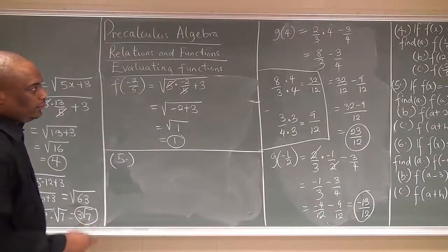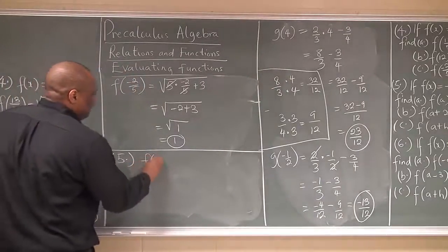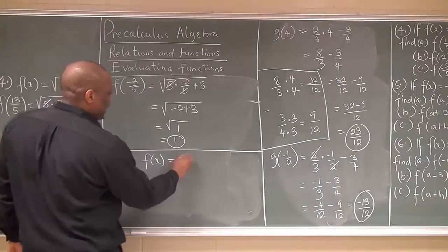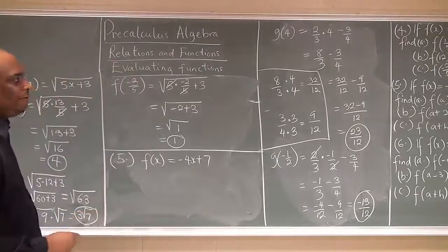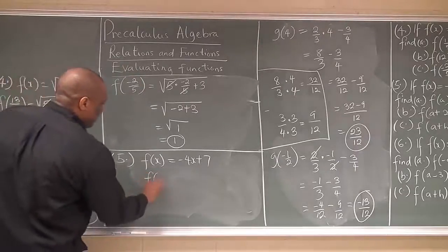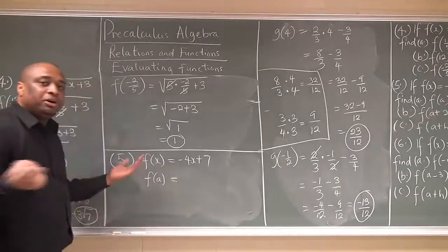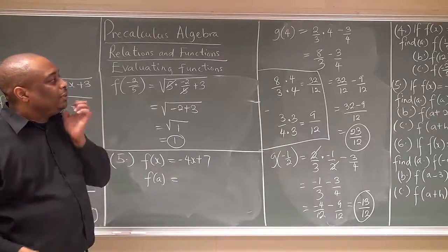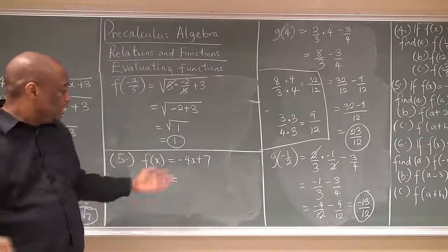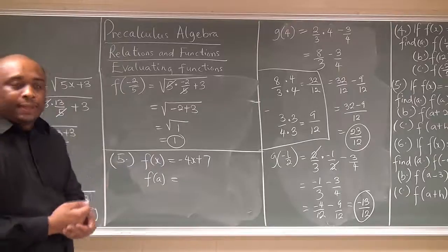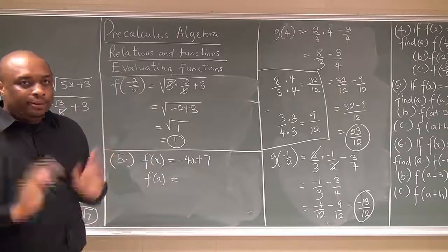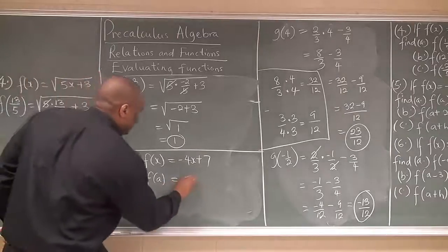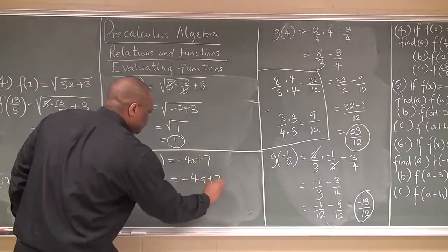Now, number 5 says that f of x is negative 4x plus 7. Find f of a. Come on. We've been doing numbers. We can still do alphabets, variables. All you need to do is to replace x with a. Period. So this will be negative 4a plus 7.